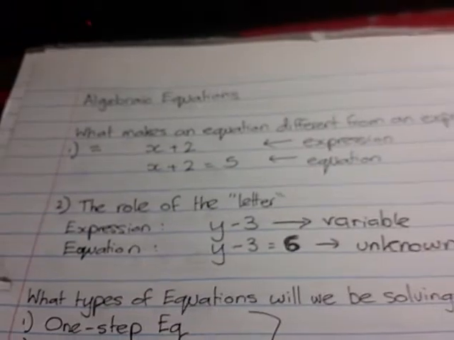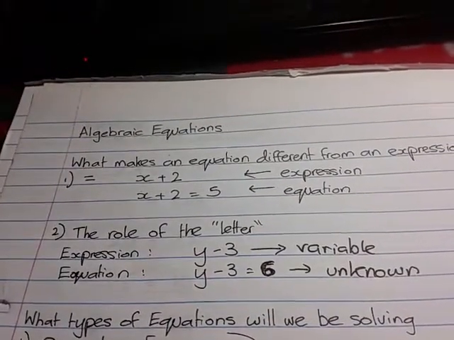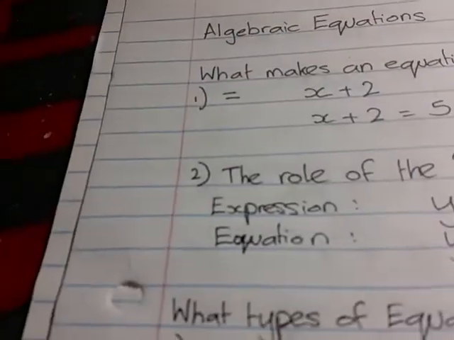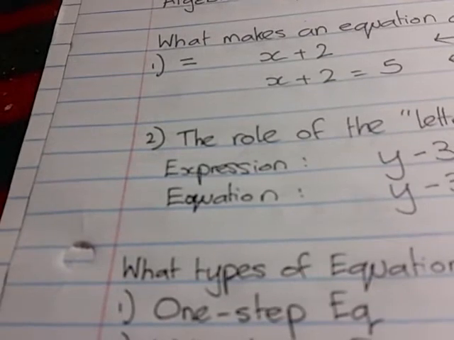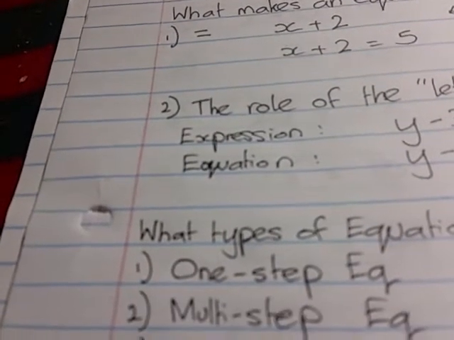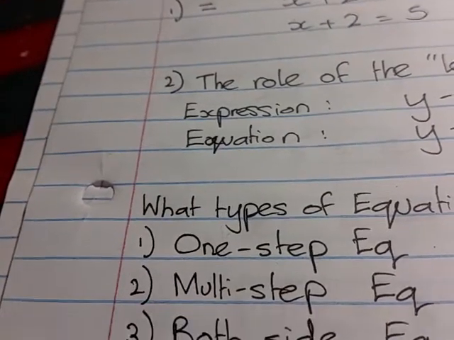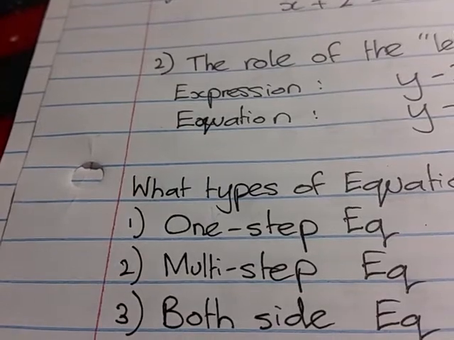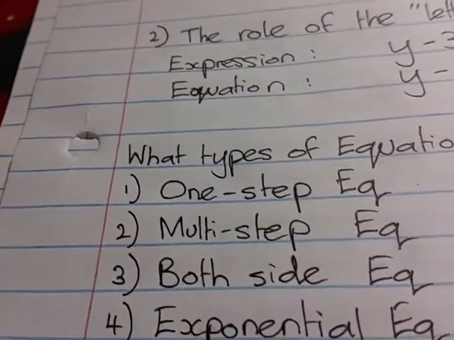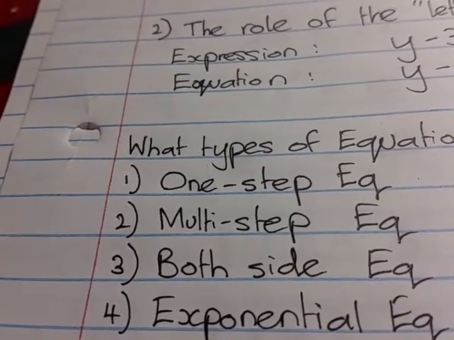Now we go on. These are the types of equations that we will be solving in the section of algebraic equations. There's the one-step equations, the ones that can be done in one step. Multi-step equations, often done in more than one step. Both side equations, when you have unknowns or variables on both sides. And exponential equations, where the unknown is the exponent.